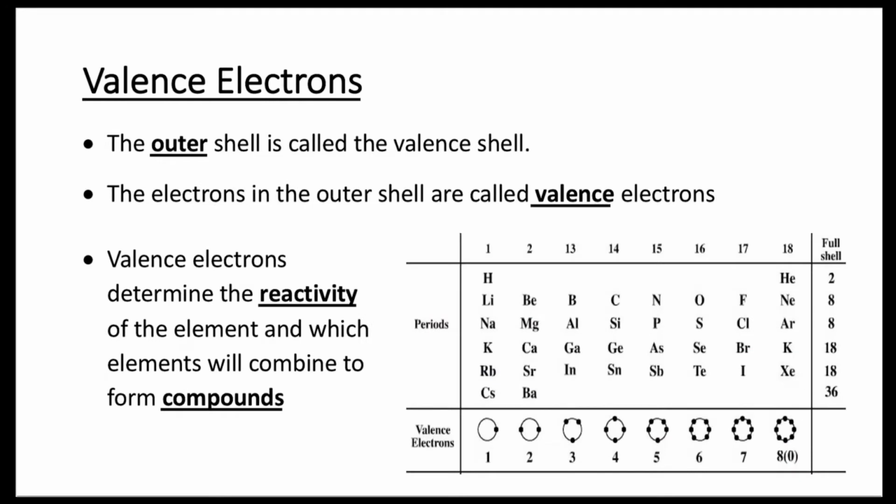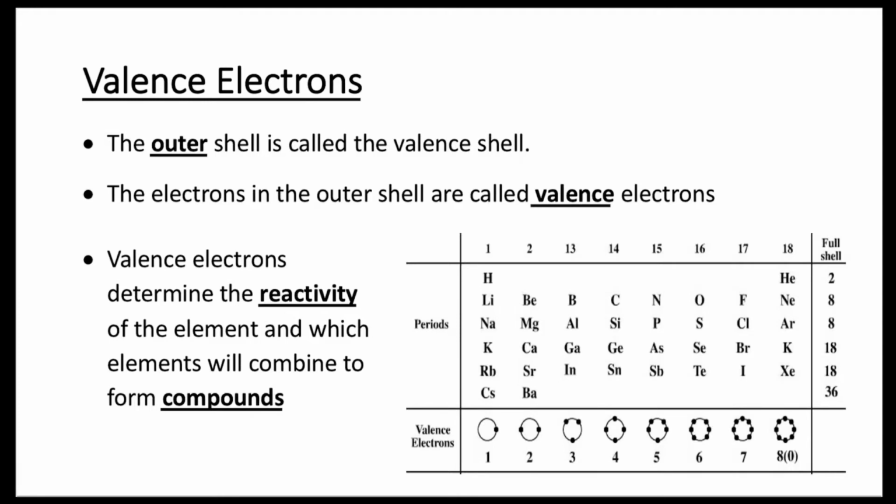Valence electrons are the electrons in the outer shell, which is called the valence shell. Valence electrons determine the reactivity of an element and which elements will combine to form what we call compounds. So if you look at the first family, this is hydrogen, lithium, sodium, potassium, rubidium, and cesium, they all have one electron in their valence shell.